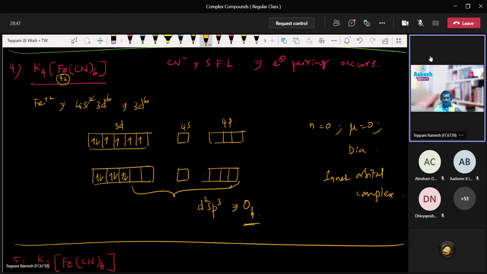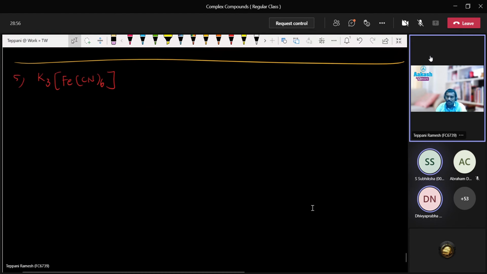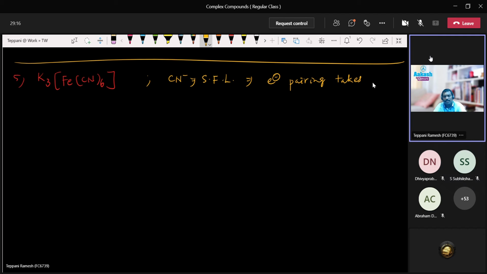Yes, sir. Inner orbital complex. Other names also you tell me. Strong field complex, sir. Further, spin paired complex. High spin? Hey, don't confuse. Low spin, sir. Low spin, one only is there. 5 should be there; becoming 1 means low spin only.